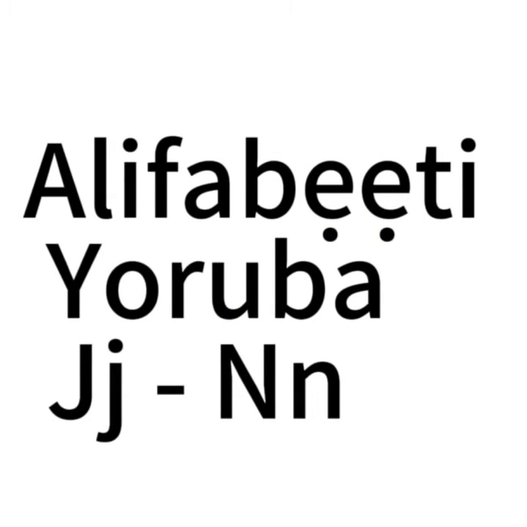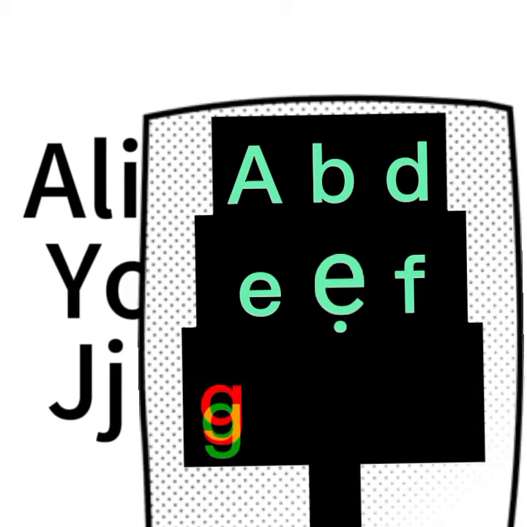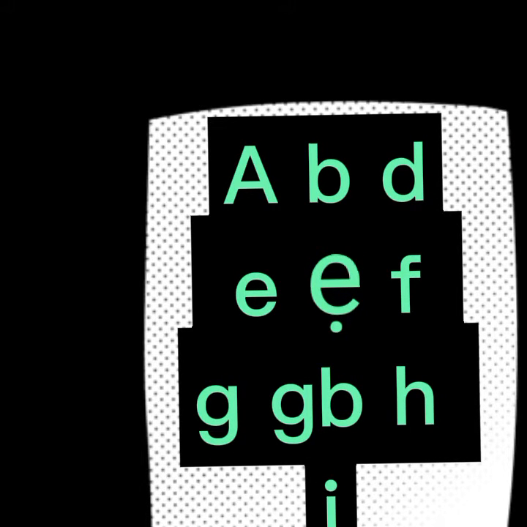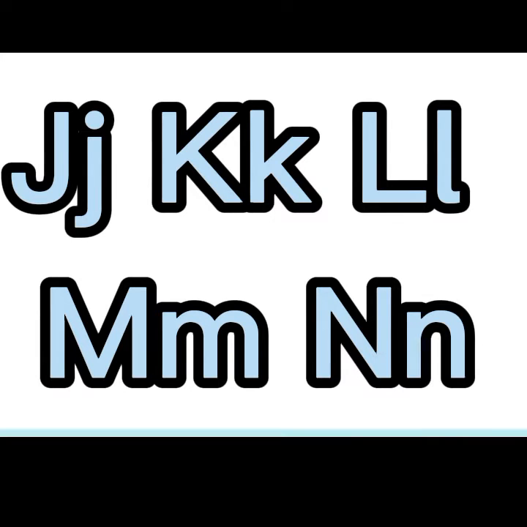Hi, in today's lesson, we are going to learn another 5 letters. In our previous video, we have learned the first 10 letters in the Yoruba alphabet, which are A, B, D, E, F, G, GB, H, I, J. We'll be learning another 5 letters today, and they are K, L, M, N.